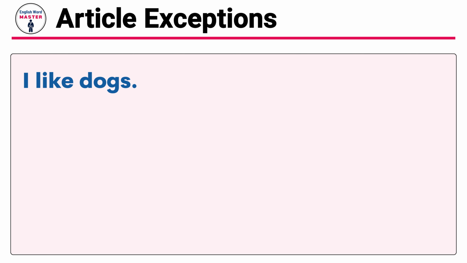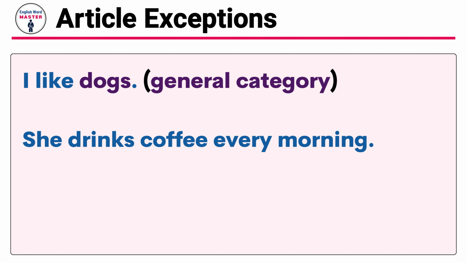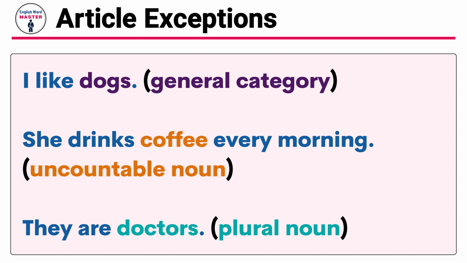I like dogs. No article is needed because dogs is a general category. She drinks coffee every morning. No article is needed because coffee is an uncountable noun. They are doctors. No article is needed because doctors is a plural noun. In the case of unspecified plural nouns, that is just a general statement, no articles are needed.